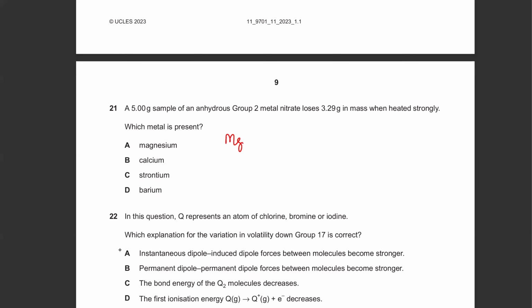What's the general equation? 2MNO3 forms 2MO plus 4NO2 plus O2. Can you repeat it? I'll represent the metal as M, so it would be 2MNO3. It would form metal oxide, so MO, plus 4NO2 plus O2. I multiplied the equation by 2, but this is fine as well, right? So that's your general equation. What are you going to do next?